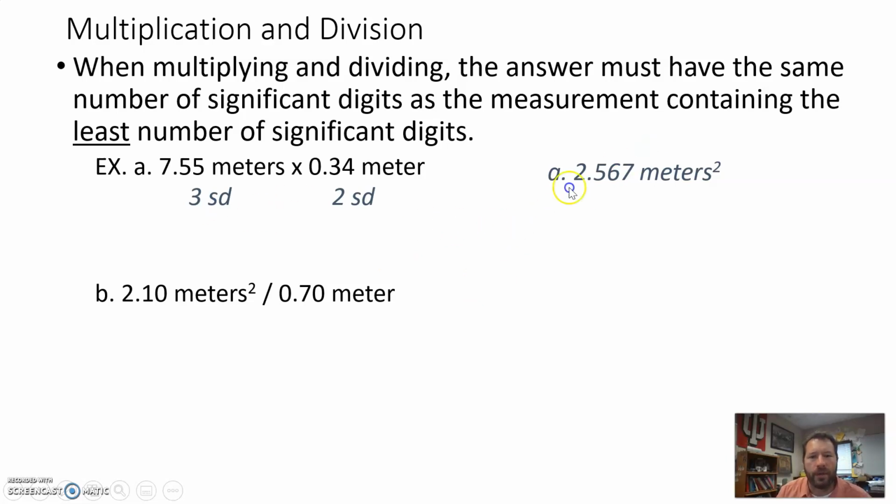So when I throw this into my calculator, it spits back 2.567. But looking over here, my final answer can only have 2 significant digits in it. I'm limited to the total number, which is 2. I need to round that to 2.5. I look at the number after it. It's a 6. That's enough to round it up. My answer is 2.6 meters squared.